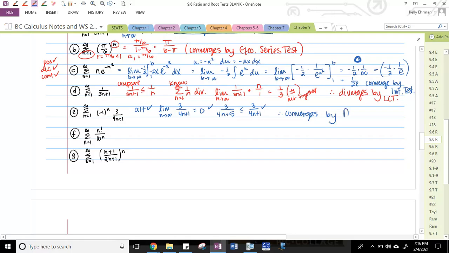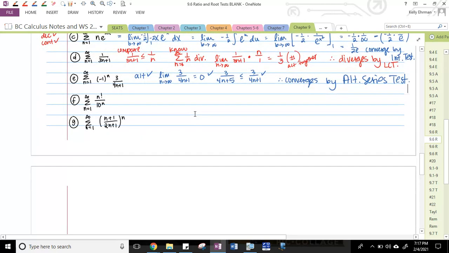by alternating series test. We don't know what it converges to. It will never diverge by alternating series. If I get a number here other than 0, then I would say diverges by nth term test.